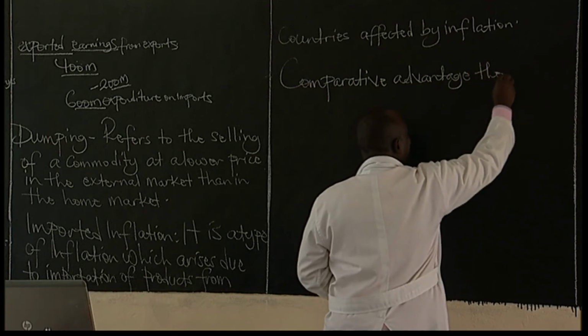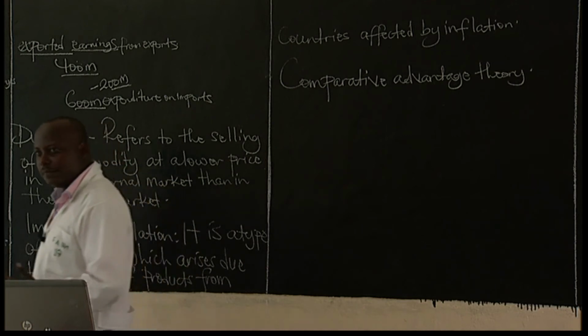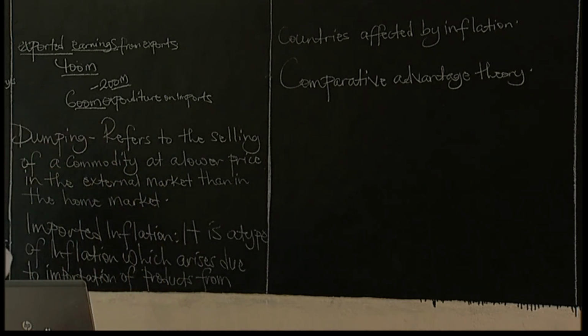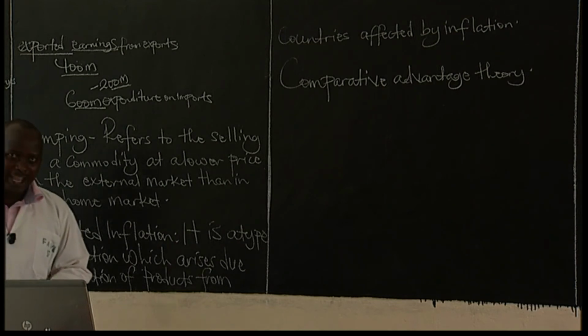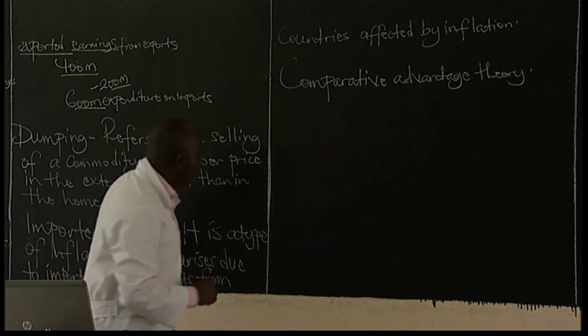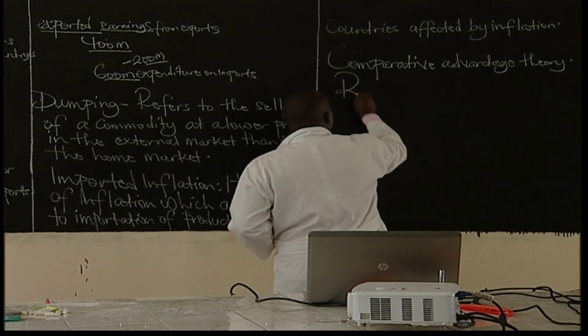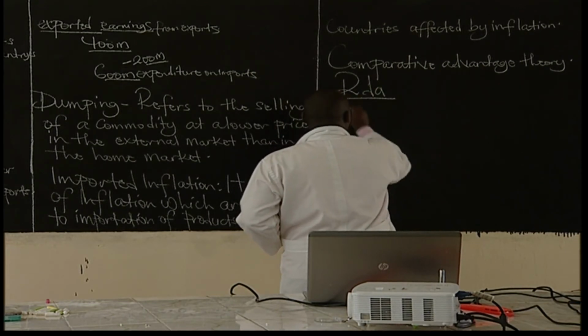The comparative advantage theory states that, given two commodities and two countries trading together, a country should specialize in production of a commodity where it incurs the lowest opportunity cost. Now, an example: we have two countries. This is Rwanda. Rwanda is trading with Kenya.